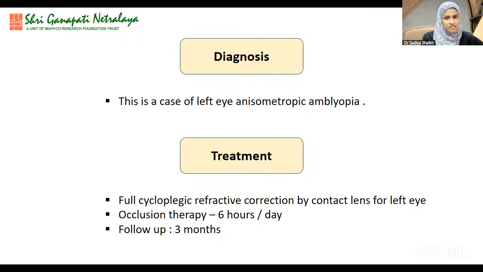Diagnosis: this is a case of left eye anisometropic amblyopia, and the treatment in my case is full cycloplegic refractive correction, which is done with the help of contact lenses, and occlusion therapy was advised 6 hours per day, and the patient was followed up after 3 months.